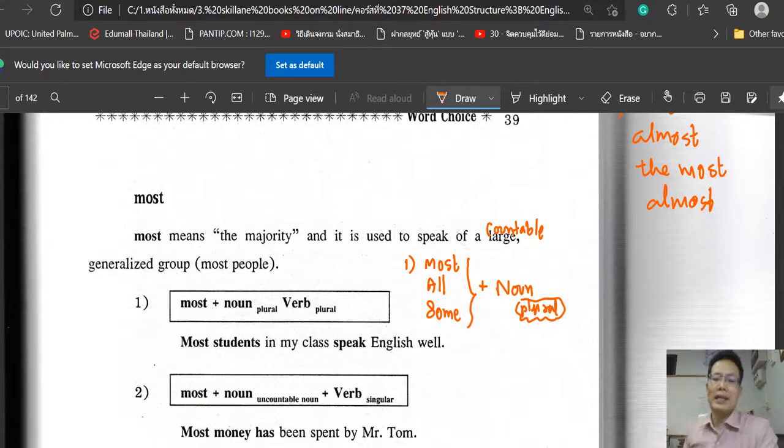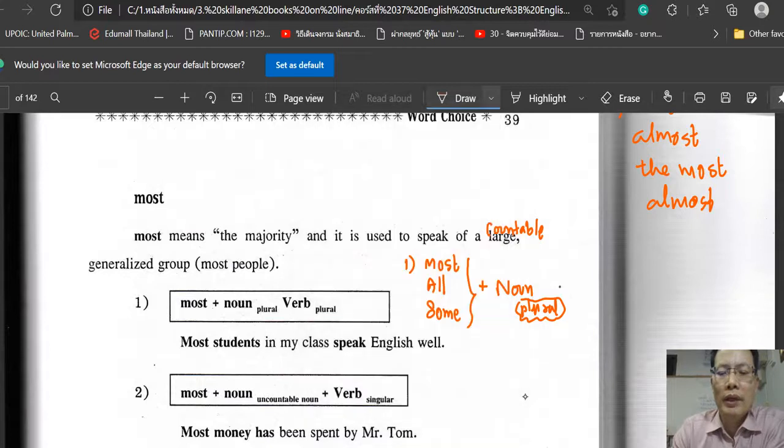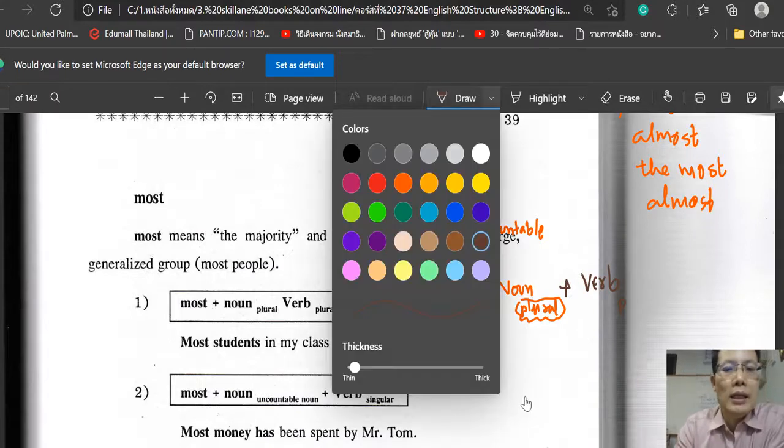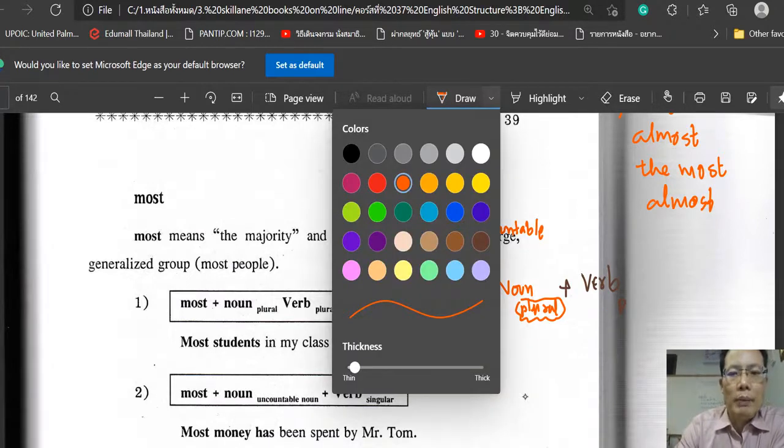And if we use most plus plural noun, all plus plural noun, and some plus plural noun as subjects of verb, verb will be singular or plural? Verb here will be plural verb. Plural form means no s or es if it is present simple tense. Can you see it? Maybe not. Present simple tense.